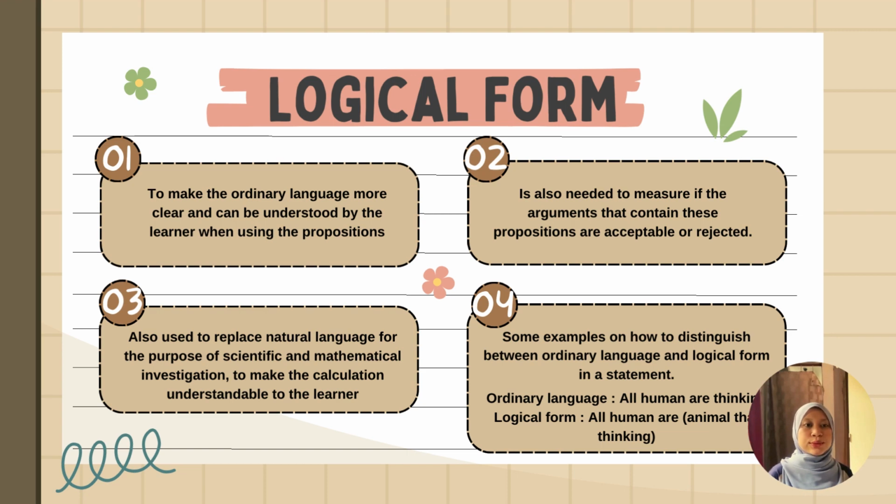We move to the main purpose of logical form. Logical form is used to make ordinary language clearer and more understandable to the learner when using propositions. Logical form is also needed to measure whether the arguments that contain these propositions are acceptable or rejected. Next, logical form is also used to replace natural language for the purpose of scientific and mathematical investigation. It is to make the calculation understandable to the learner. It can be said that logical forms make the calculation easier.